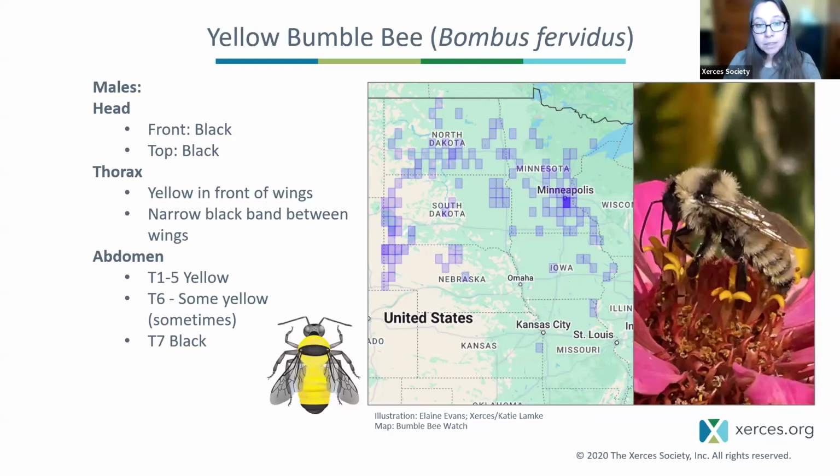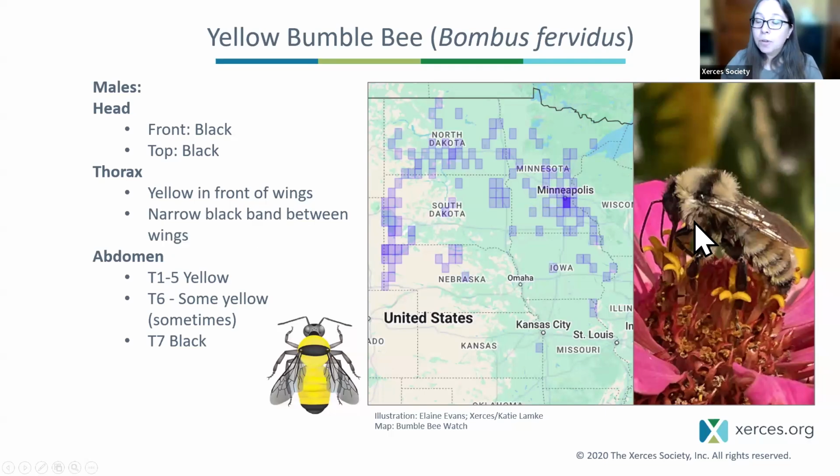The males look very similar to the females. Once again, if you look at the abdomen of the males, you're going to be seeing a lot of yellow. T1 through 5 will be yellow. You will also often see yellow on T6, especially right in the middle of T6. There will often be a section of yellow hairs. And then the tip of the abdomen will be black, generally.